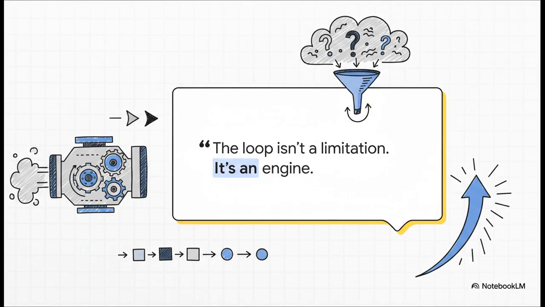So I want you to leave with this thought. Don't look at this disciplined process as a restriction or some kind of workaround. It's not a limitation. It's an engine. It's a machine for converting uncertainty into momentum, one provable, concrete step at a time.